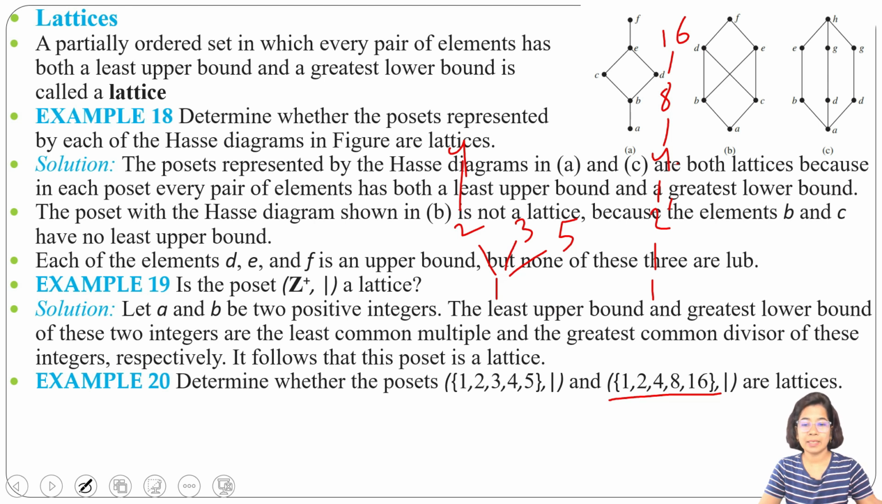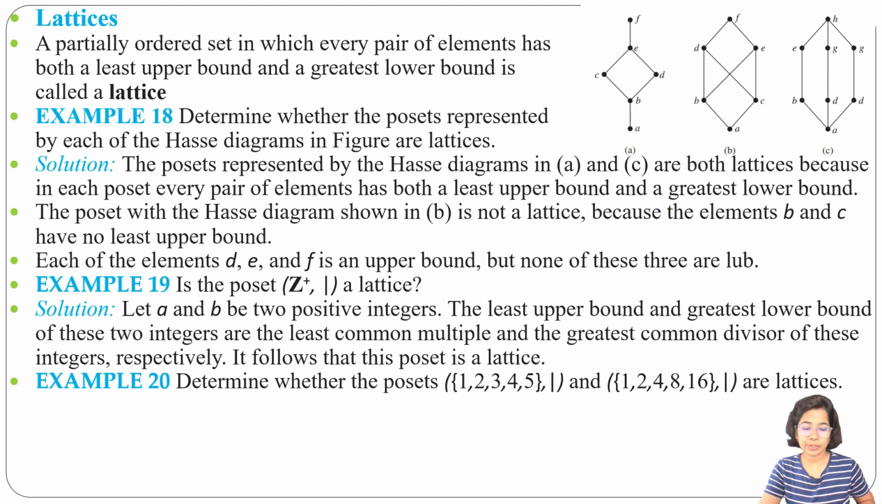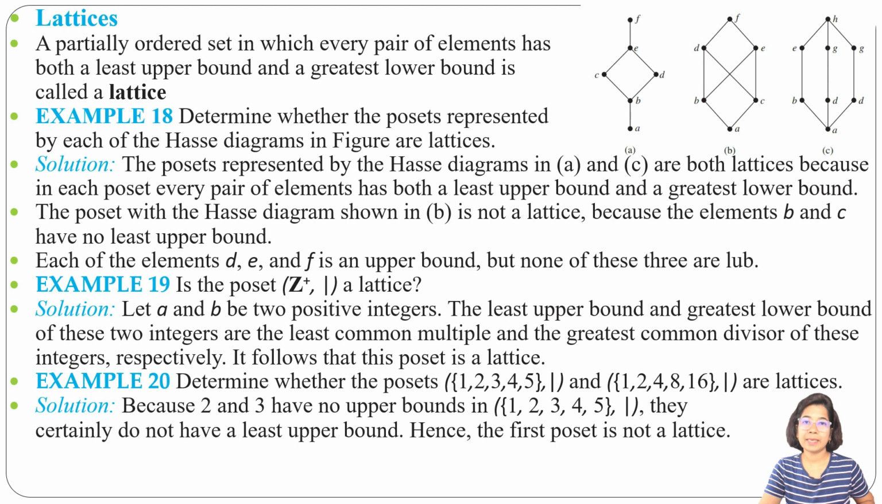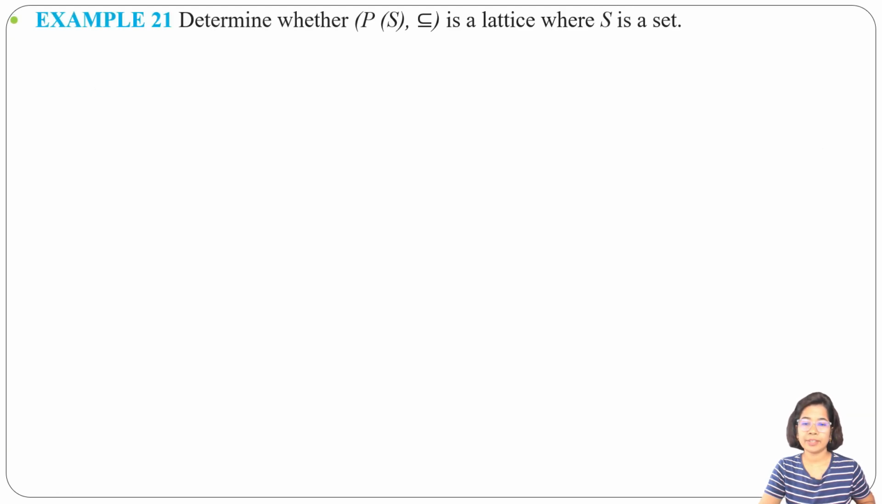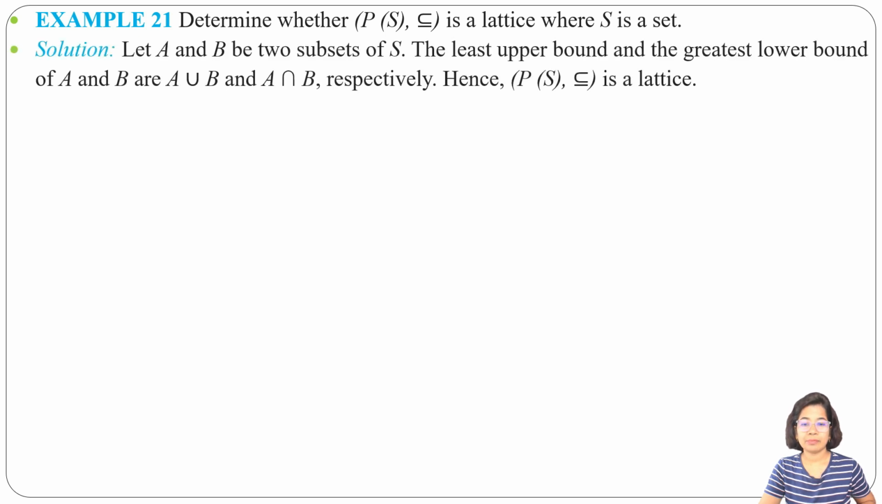2 and 16. 16 is the least upper bound and 2 is the greatest lower bound. Hence, the first poset is not a lattice while the second poset is a lattice. Next, example 21. Determine whether P of A, subset, is a lattice where S is a set. It's about subset and we need to check whether this relation is a lattice or not.